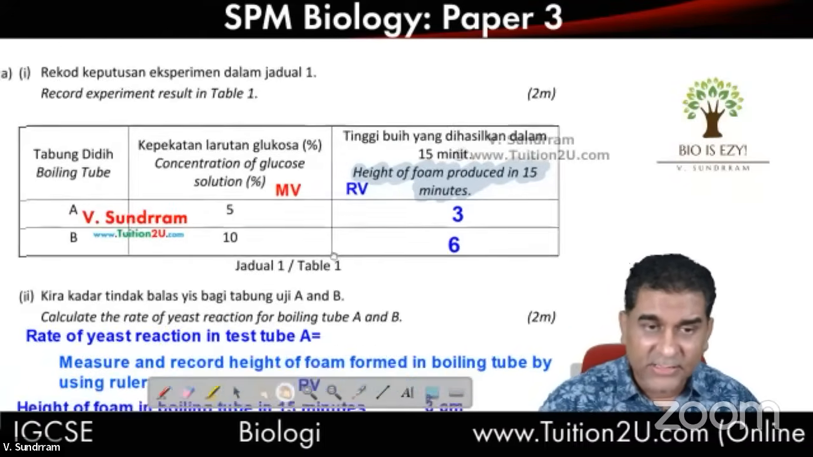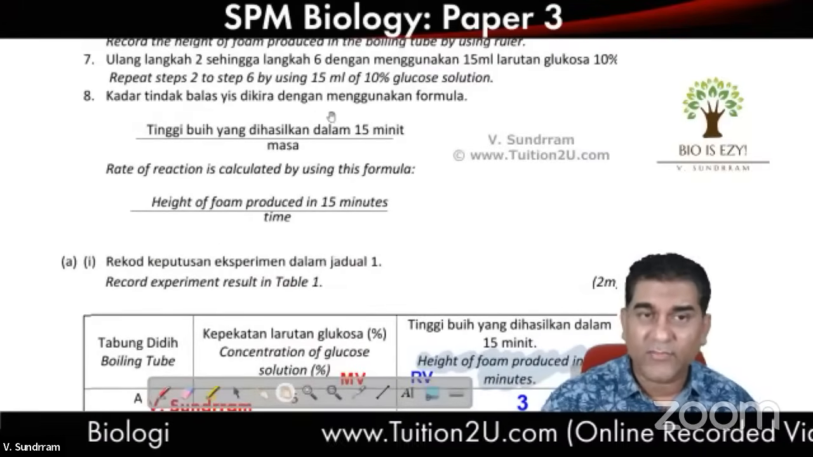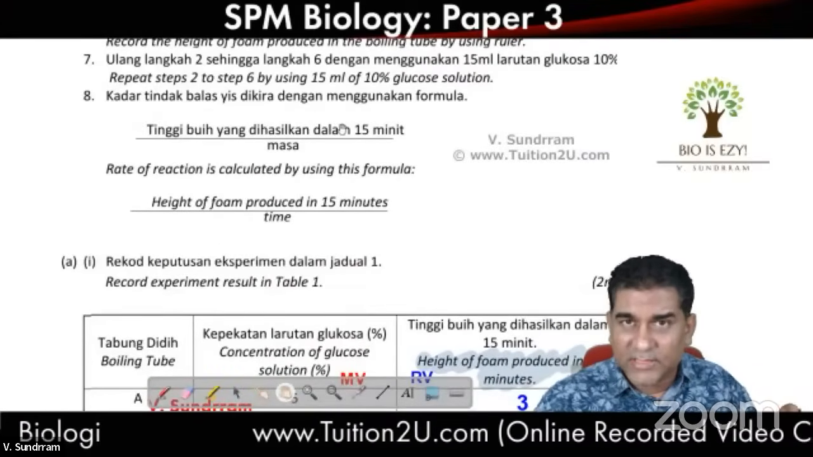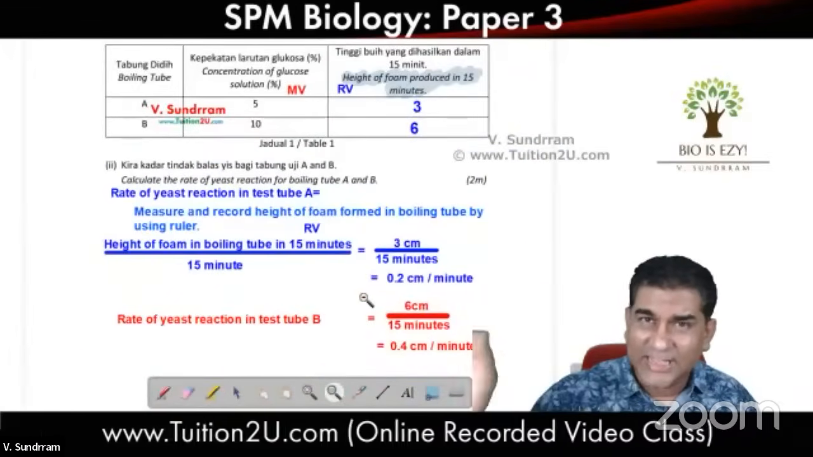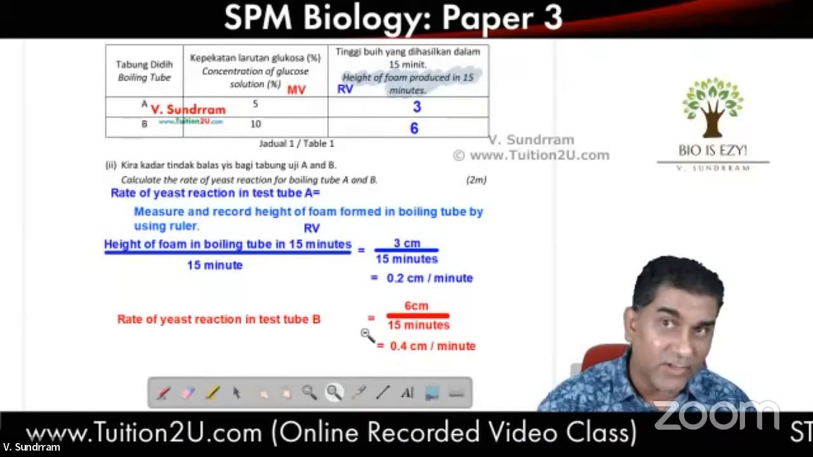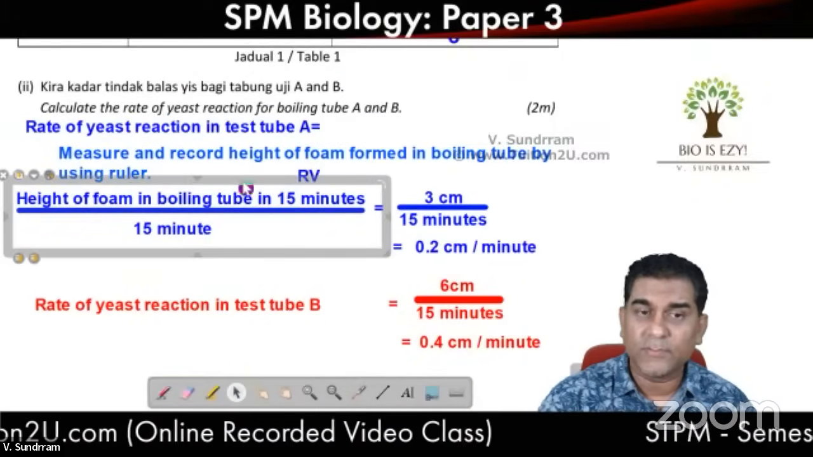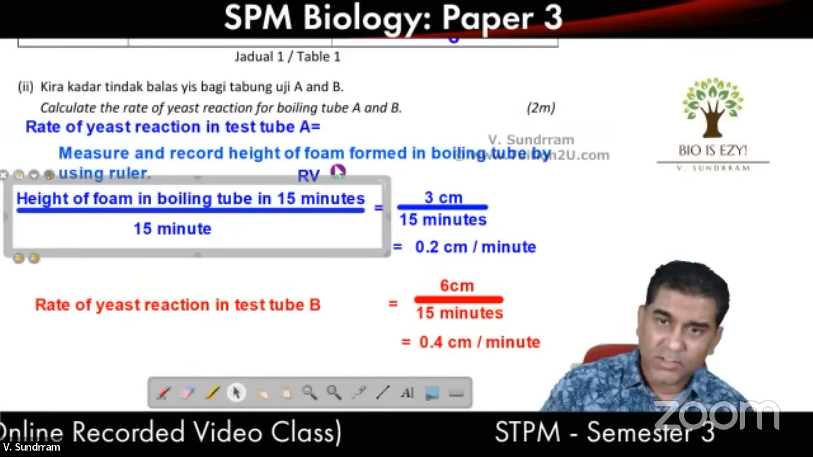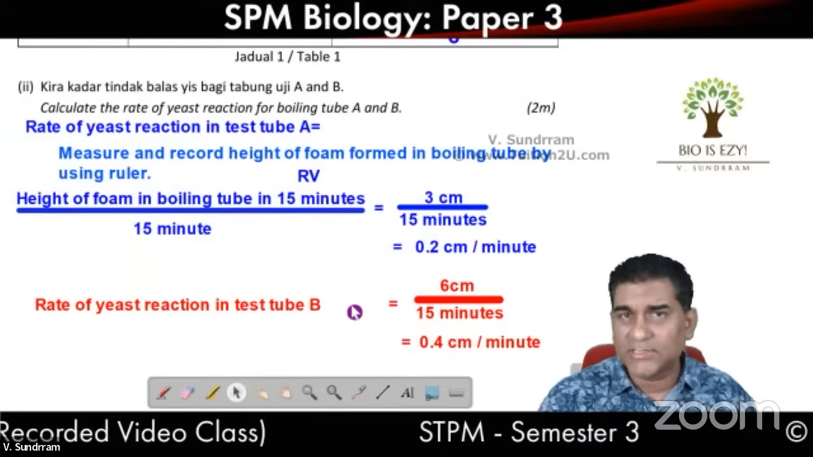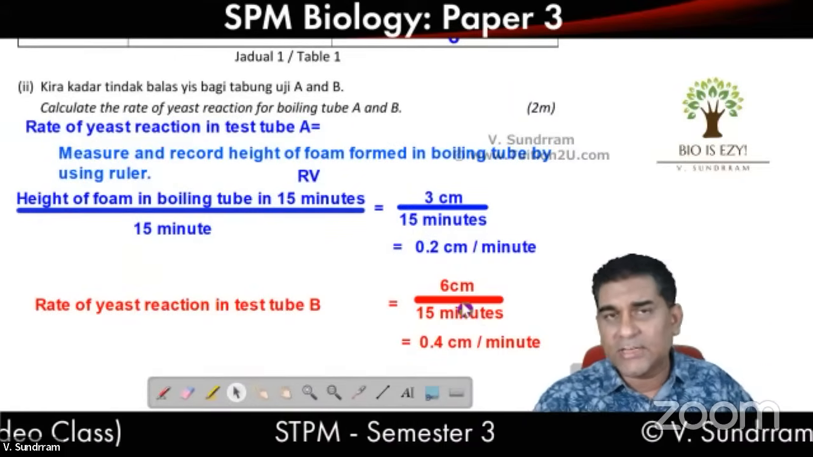And then the standard. So I've given you the formula also, how to measure the rate of yeast alcohol fermentation. So this is the calculation I've done. It is almost the same as what I showed you in the first video. The difference here is I've changed this heading into the responding variable, the height of foam in the boiling tube in 15 minutes. So just make sure you have all the units in the calculation, in the answer. That should give you the marks.